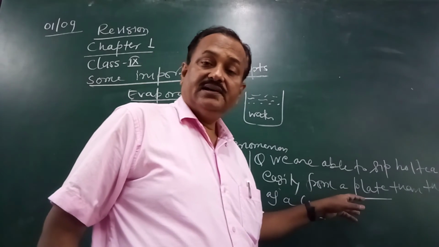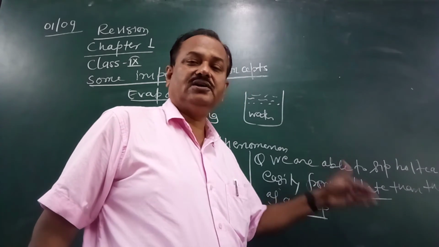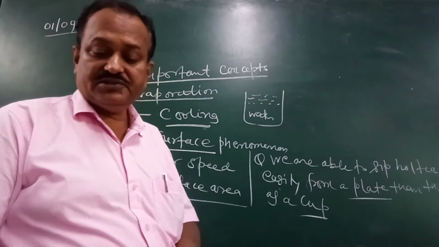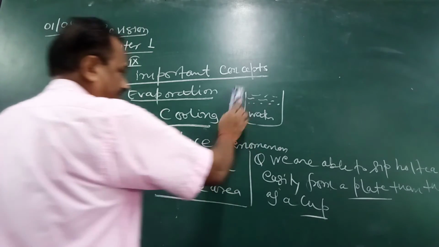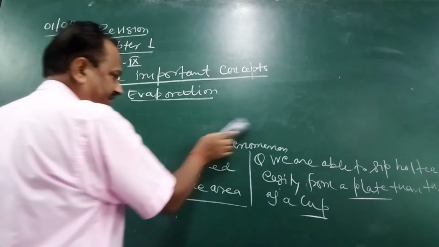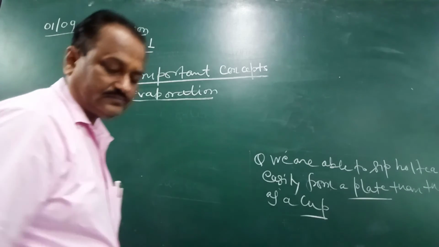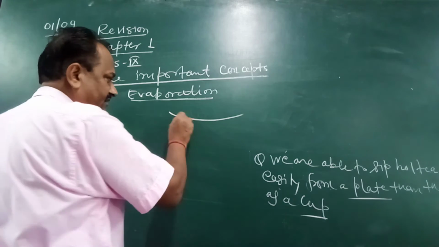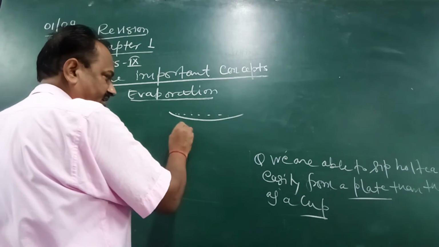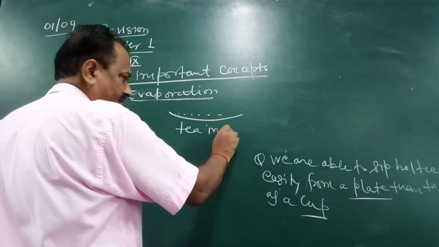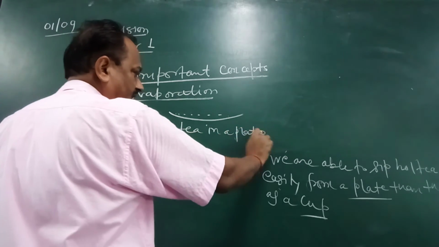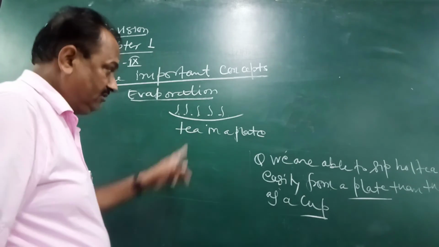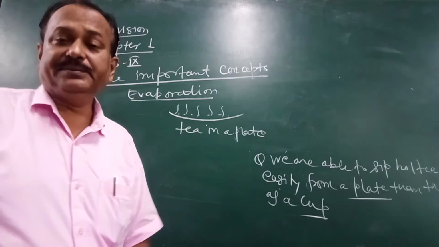We can sip or drink tea or milk easily from the plate than from the cup, because in case of a plate, the surface is more. Suppose I am drawing a plate, so here something is here. This is tea in a plate. So here more surface area, and so it will be evaporated easily. It will lose the temperature easily.